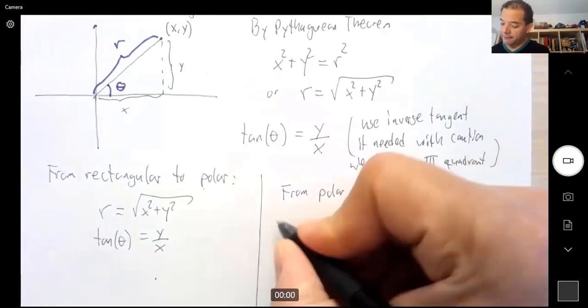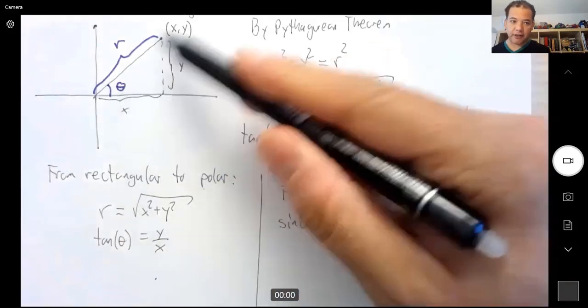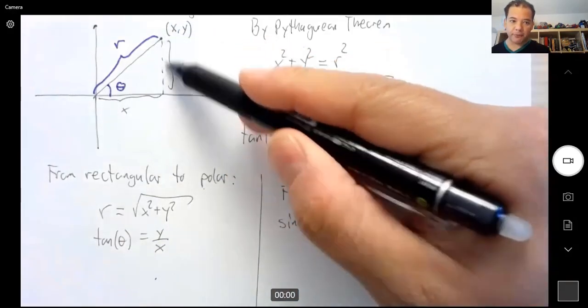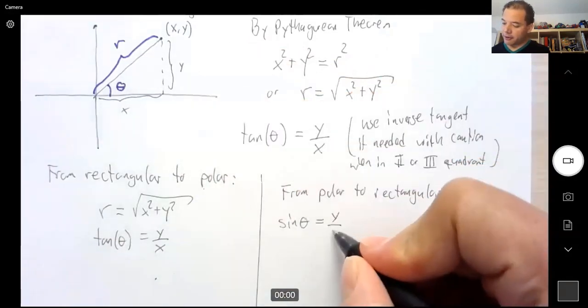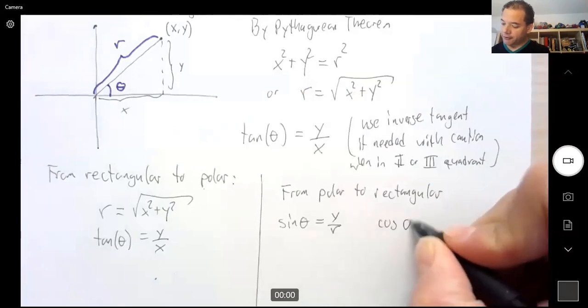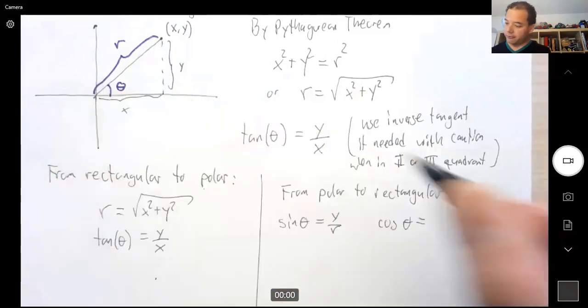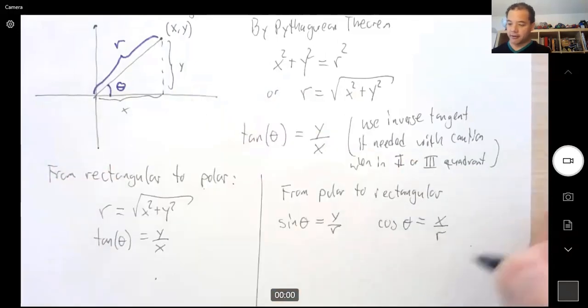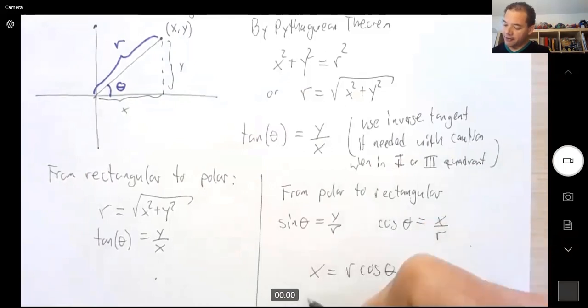So we know that sine of theta, right here, would be the opposite over the hypotenuse, so y over r. And we know that cosine of theta is the adjacent over the hypotenuse, so that's x over r. And then if you solve for x and y, you get that x is r cosine theta and y is r sine theta. So there you have it.